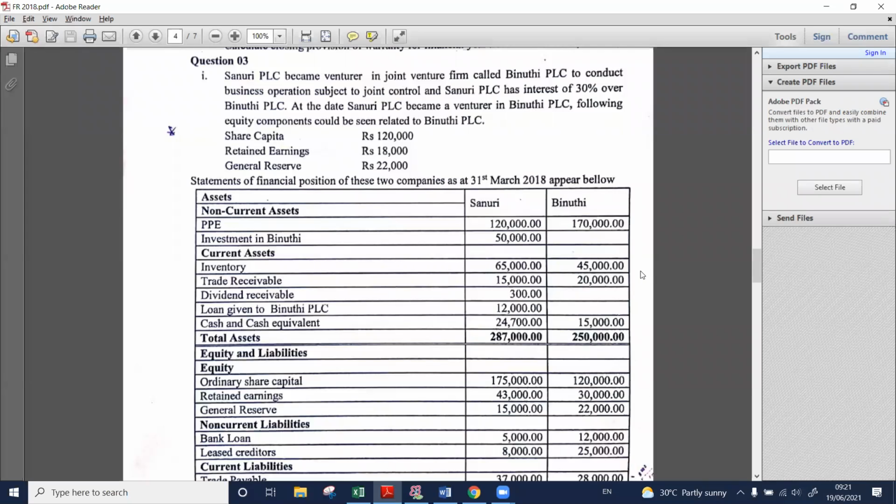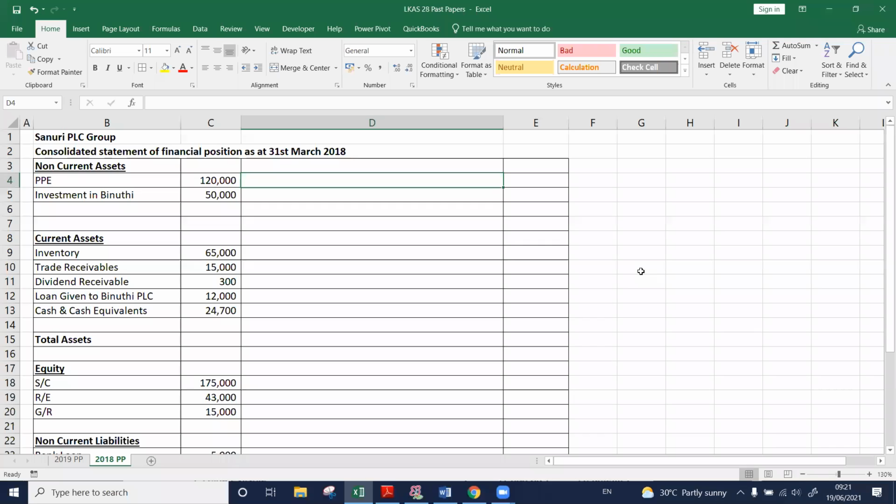170,000 into 30%. That is 51,000. Right? 51,000.